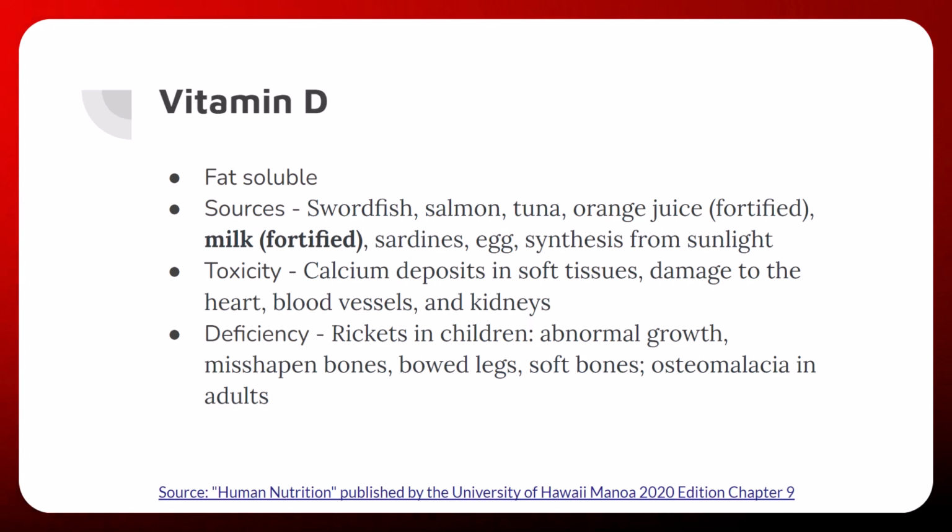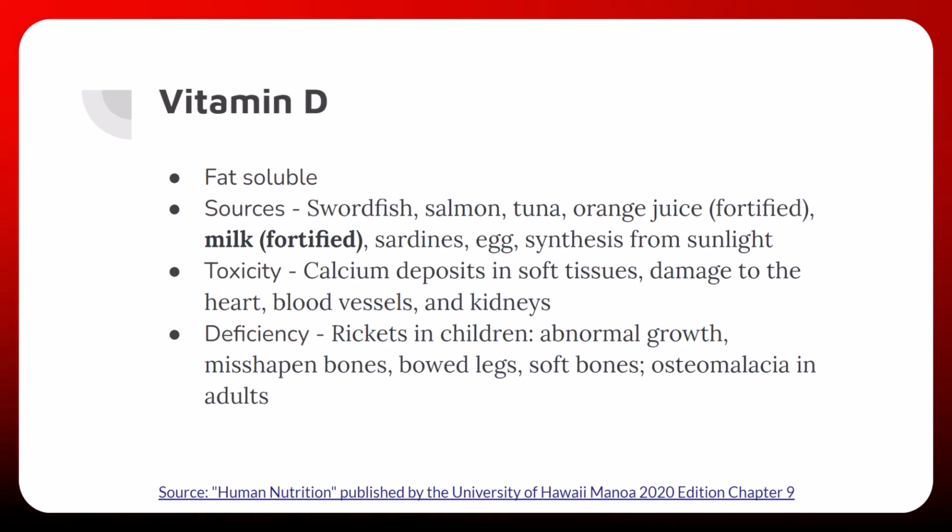Next, we have vitamin D, which is a fat-soluble vitamin. Its sources are swordfish, salmon, tuna, orange juice that's fortified, milk that's fortified, sardines, eggs, synthesis from sunlight as well, because our bodies can actually make vitamin D out of sunlight. So why do you think orange juice and milk are fortified with vitamin D? The answer to that is we need it to absorb calcium. And so since orange juice is often fortified with calcium and milk has got calcium in it, we are putting the vitamin D in there to make sure that we're going to be able to use that calcium.